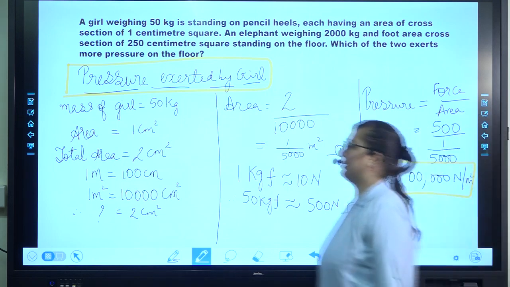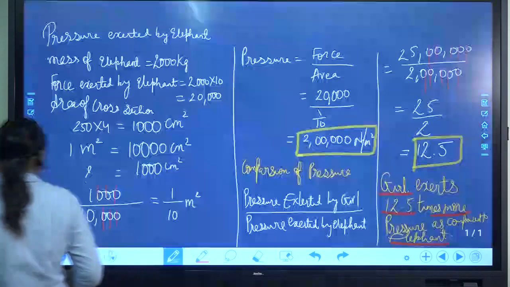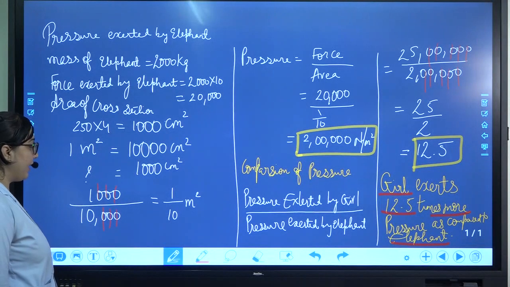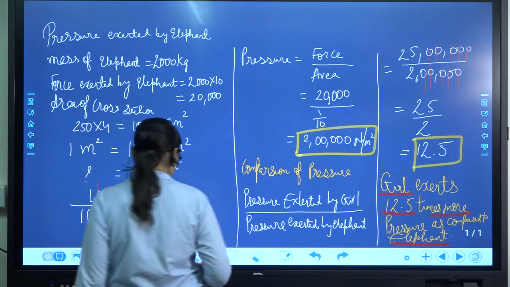Now, next. What is given? Pressure exerted by elephant, that we have to find out.